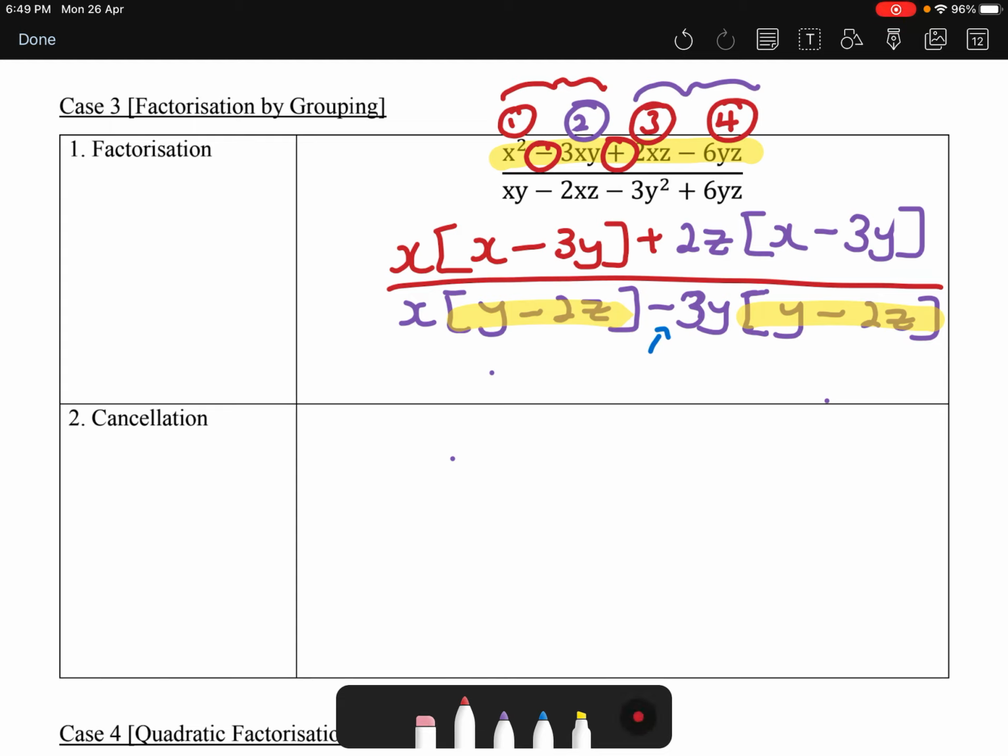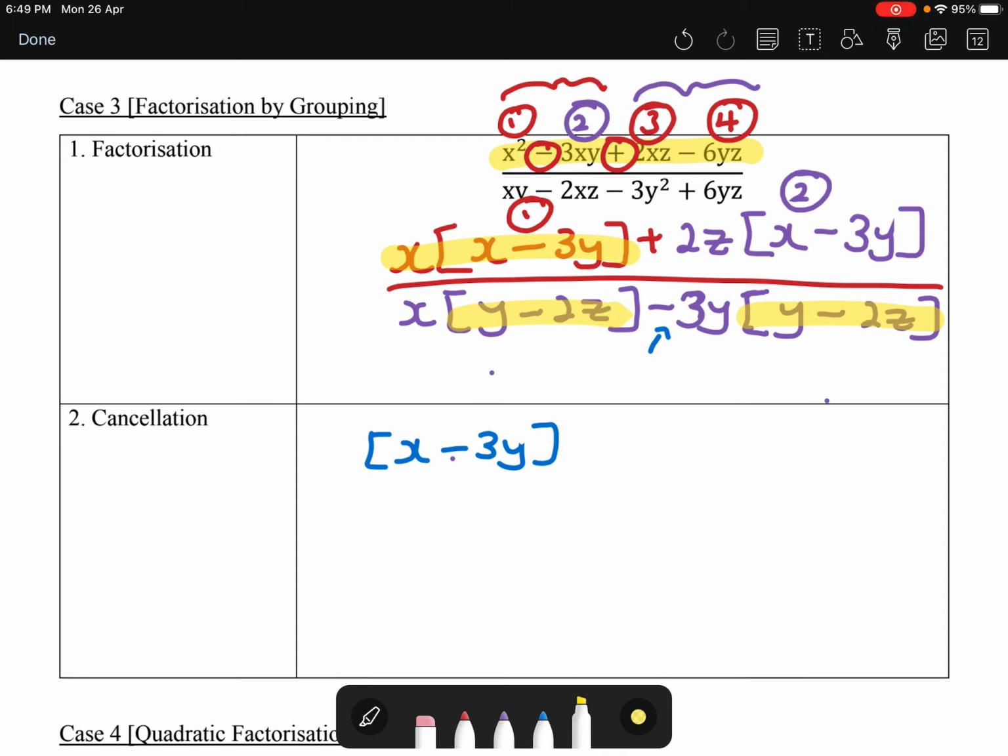Let me erase this. Okay, for the top, if you take a look, I just put this as the first term and this as the second term. At the top, the thing that is common between the first and second term is the bracket, right? Bracket x minus 3y. So I take out the whole bracket, x minus 3y. Let's take a look at the first term first at the top.